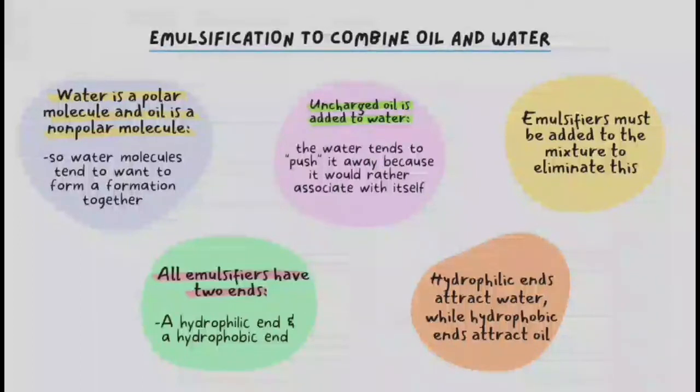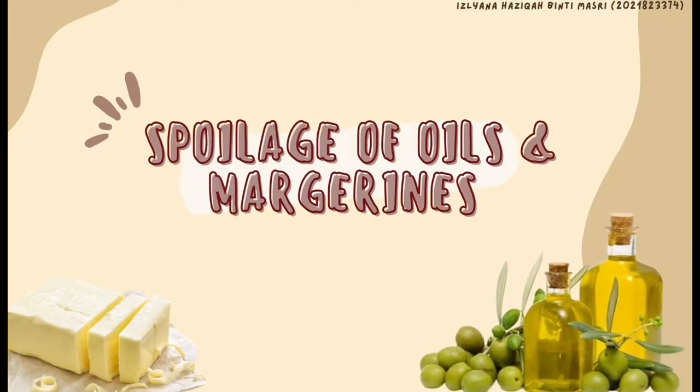So, emulsifiers must be added to the mixture to eliminate this. All emulsifiers have two ends, a hydrophilic end and a hydrophobic end. Hydrophilic ends attract water, while hydrophobic ends attract oil. Spoilage of oils and margarines.